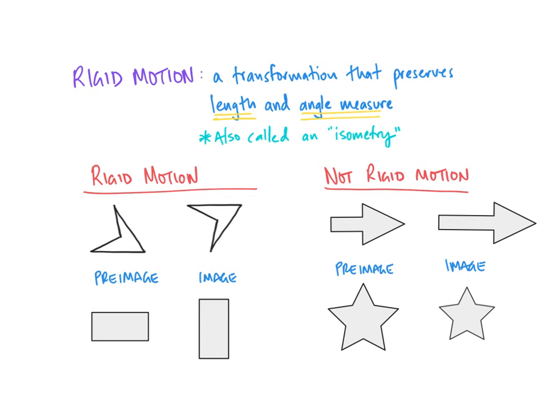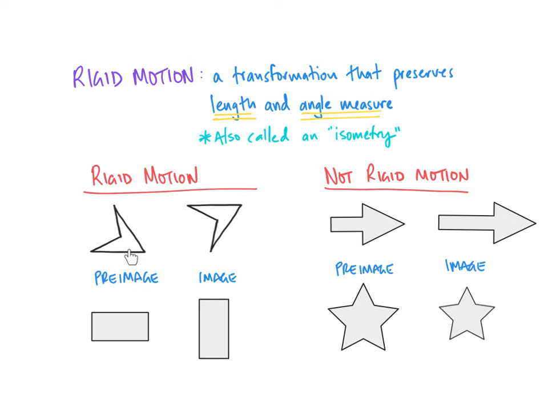Now there are special kinds of transformations called rigid motions. A rigid motion is a transformation that preserves length and angle measure. It's also called an isometry, so you might see that word pop up every now and then. An isometry is another name for a rigid motion. What does it mean if we say it preserves length and angle measures? Well, let's look at a couple examples of rigid motion and a couple things that would not be rigid motion.